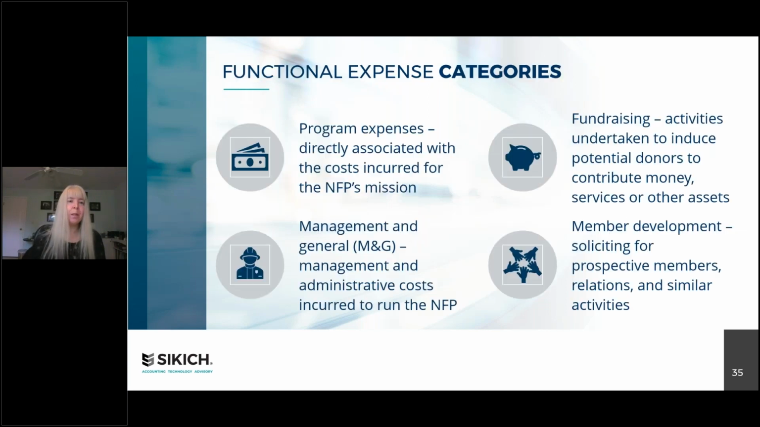So your functional expense categories, your program expenses are those directly associated with the not-for-profit's mission. Management and general are those costs incurred to run the not-for-profit. Fundraising are the activities undertaken to induce donors to contribute money, services, or other assets. And then some member organizations may have a separate department for member development. Some of them may choose to include that in another supporting service category.